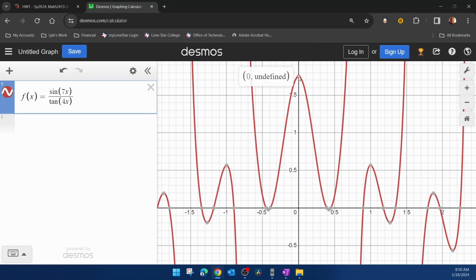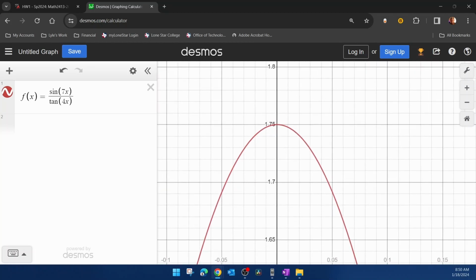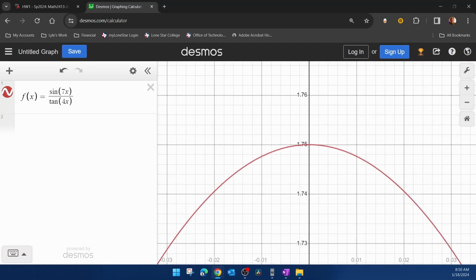Notice it is actually undefined at that point, but we don't care what happens at the point, we care what we're getting close to. And so if I zoom in enough, you can see that Desmos gives us that value of 1.75 that it appears that we are getting close to. Again, zooming in a little bit more, you can see that we're approaching 1.75 from the left and the right.